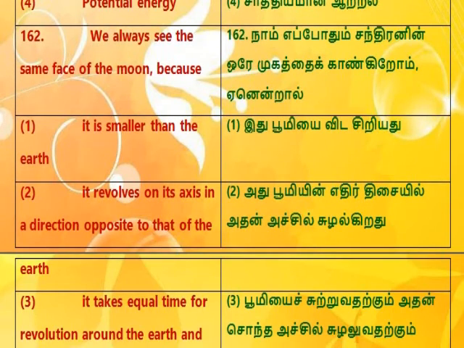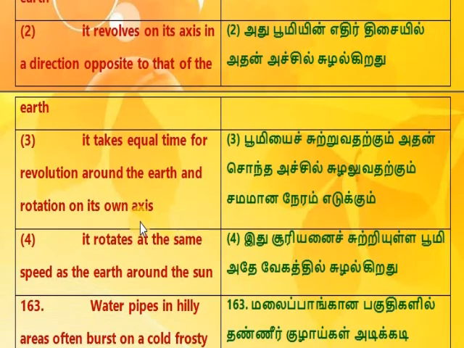162. We always see the same face of the moon, because 1. It is smaller than the Earth. 2. It revolves on its axis in a direction opposite to that of the Earth. 3. It takes equal time for revolution around the Earth and rotation on its own axis. 4. It rotates at the same speed as the Earth around the Sun.